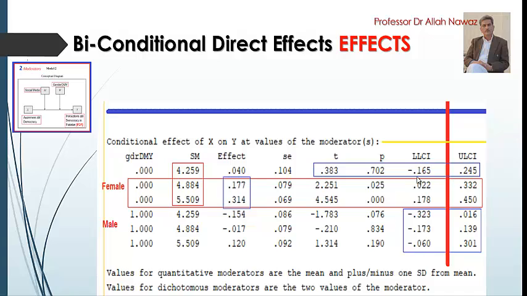The lower and upper limits of the confidence intervals have a minus sign on one side, meaning that there is 0 between the two. So the female group of respondents with a 4.25 score on SM are insignificantly affecting the relationship of X on Y.